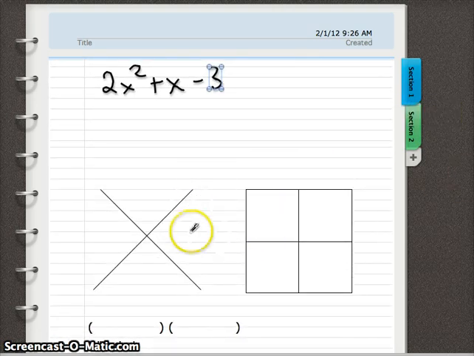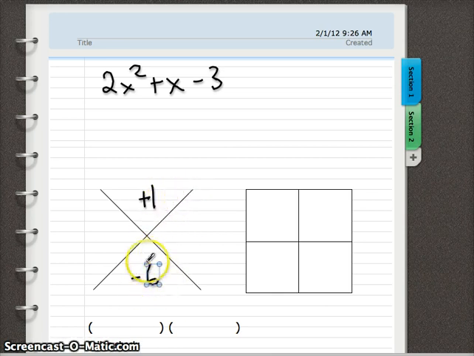So let's apply that recipe here and actually use the real values in this problem. So what is b? Well, b is whatever's in front of x, and if it's not visible, then it's usually just implied that it's a 1. What goes in the bottom is a times c, so 2 times negative 3, that means we put negative 6 in the bottom. And we ask ourselves, what factors of negative 6 add up to positive 1?